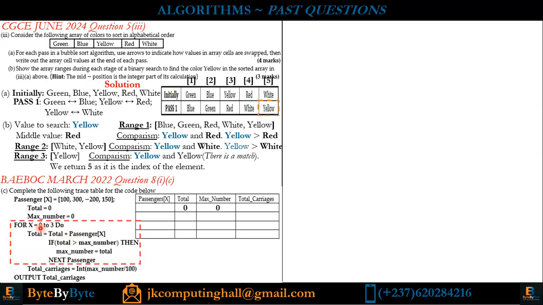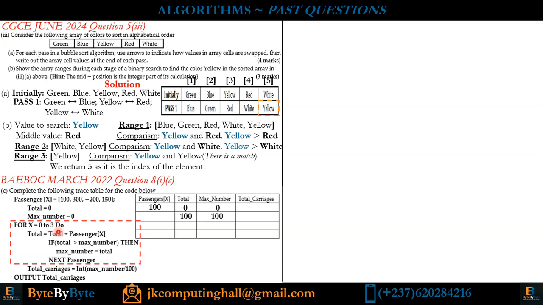So now, first of all, x is 0. Passenger at position 0 is 100, meaning that total is equal to total plus 100, which is 0 plus 100. That gives us 100. If total is greater than max number, then max number becomes total. When you compare total and max number, this condition is true because total is greater than max number. So max number takes the value of total. Next passenger simply means x becomes 1.